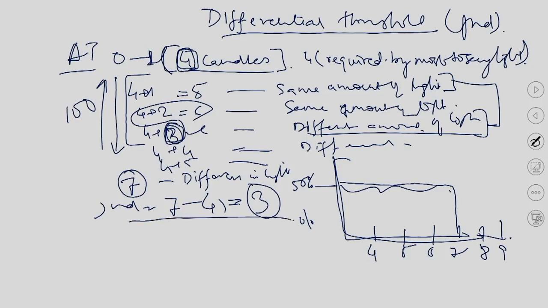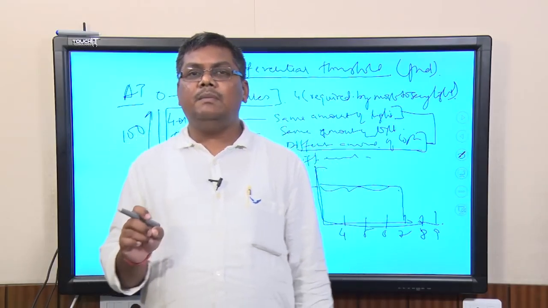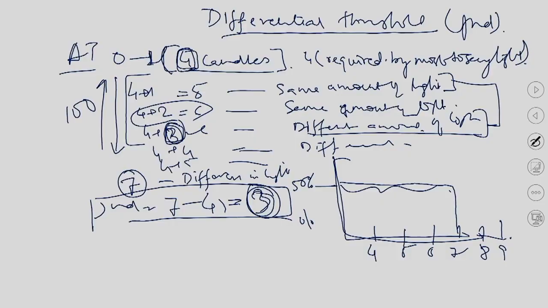So, JND is this. Now, the thing is, this JND will tell you how many units of the stimulus should be given so that you can see this difference. Now, there is a problem. The problem is, the higher the standard is, the more candles you will require, the more changes in the initial stimulus you will require. Let us understand how this concept really works.